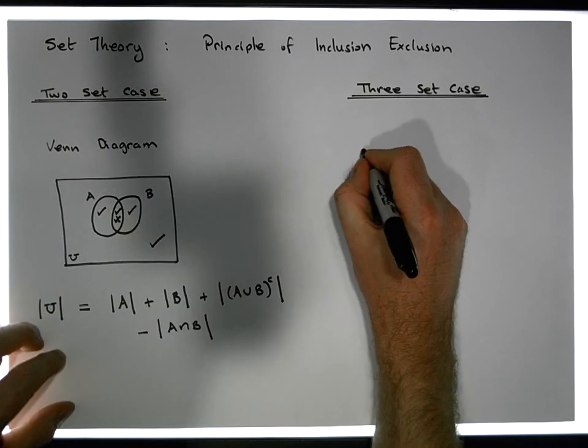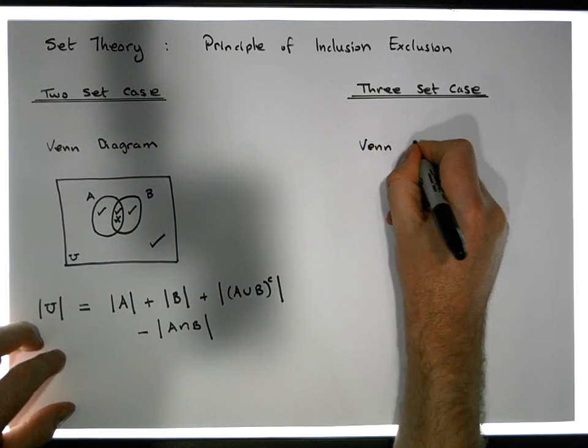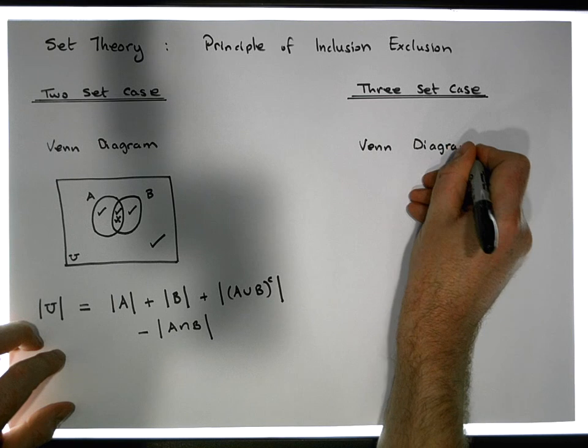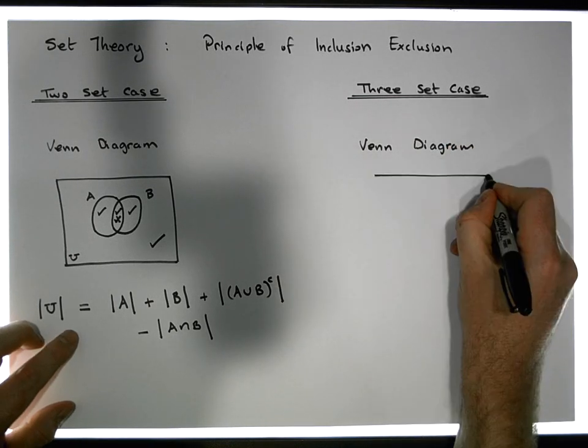Let's do a Venn diagram for the three set scenario. Once again we'll bound our universe inside a box. So let's do the box like this. Maybe we'll do it a little bit bigger.